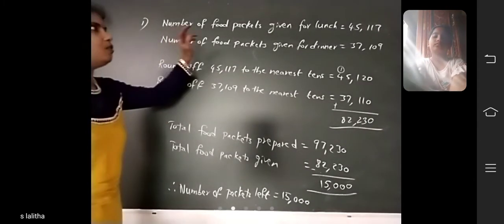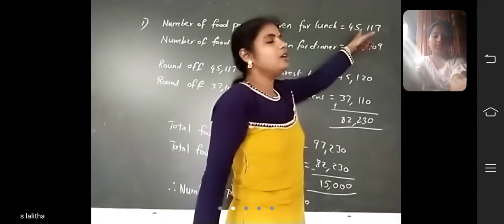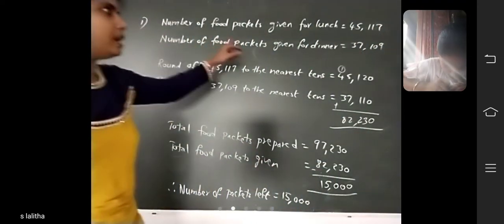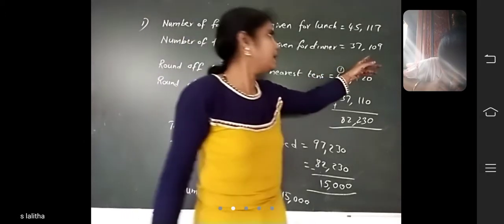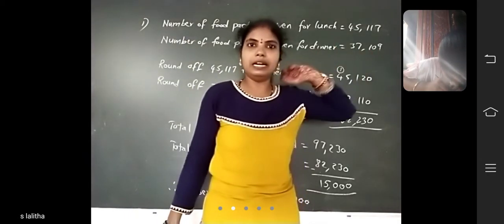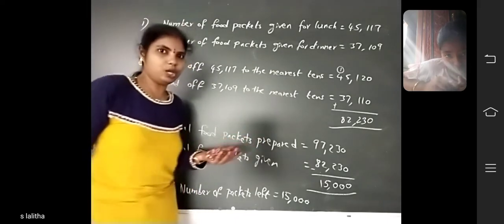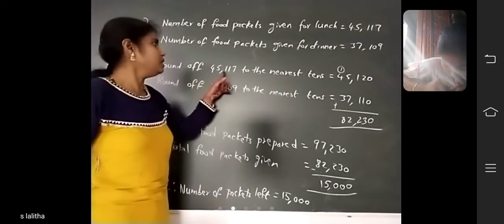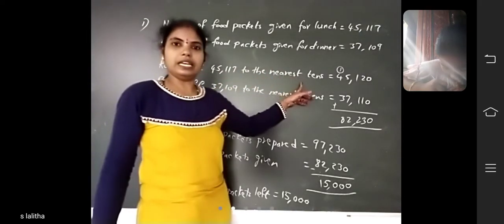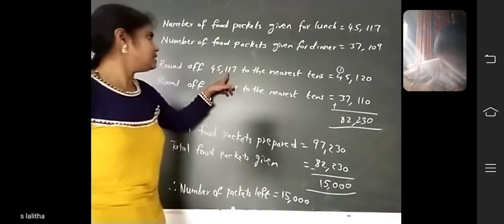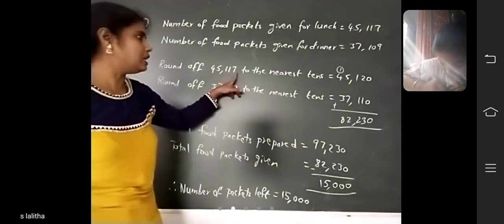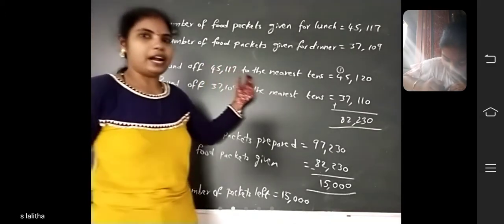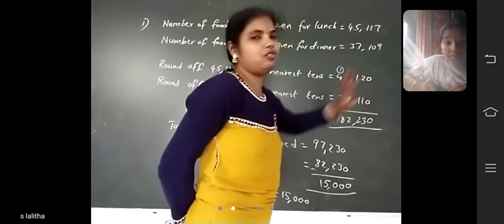So, first number of food packets given for lunch, how many? 45,117. Number of food packets given for dinner, how many packets given? 37,109. They are asking estimation value to the nearest 10. So first you have to round off 45,117 to the nearest 10. What is the 10's place? 1. What is the right side of the number? 7. 7 is greater than 5. So you should add 1 to the 10's place, that is 120.